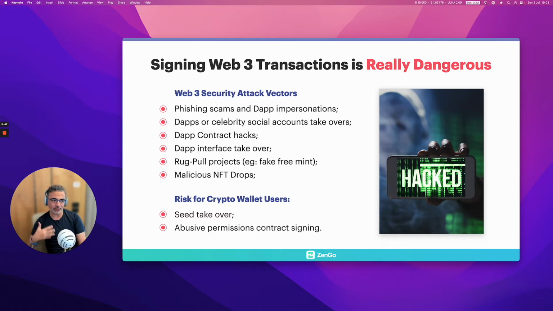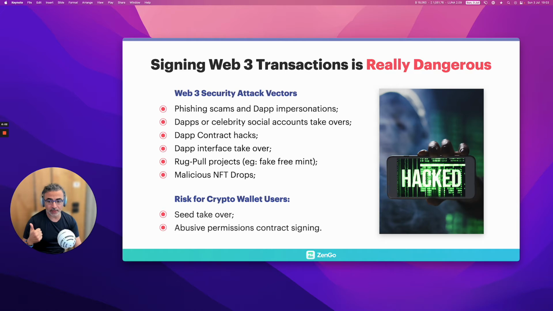You receive an NFT, you think it's okay, and the moment you interact with it, you're going to lose everything that is in your wallet. Those are real things that are happening all the time. And so there are two risks that are associated to this type of attacks.